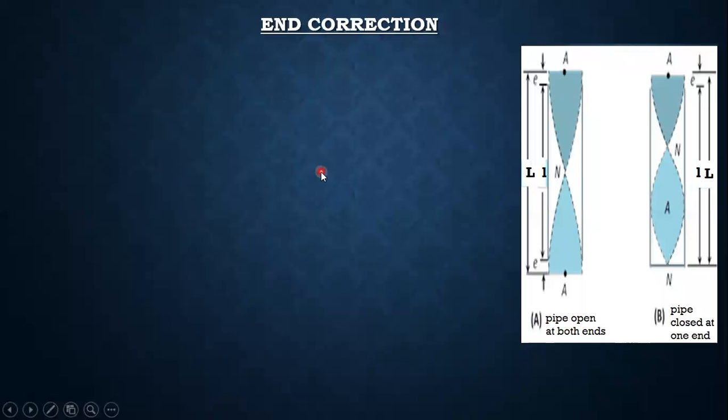Now the next article is the end correction. What is end correction? Now you can see end correction in a diagram. Here is a pipe open at both ends, and this is a pipe closed at one end. When it is open at the end, the antinode is formed just above the open end of the tube. Then the distance between this antinode and the edge of the pipe is called the end correction, which is represented by E.